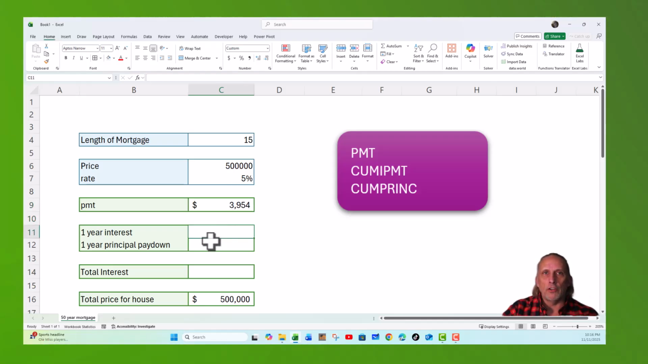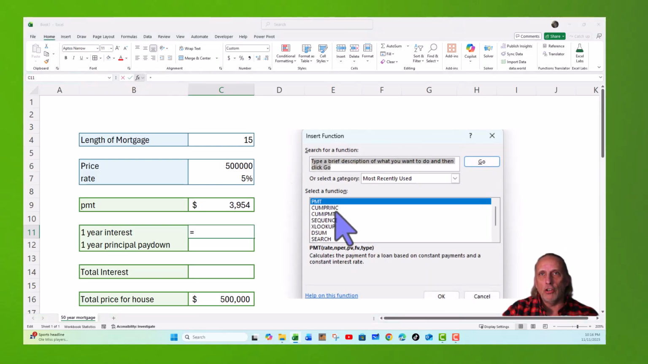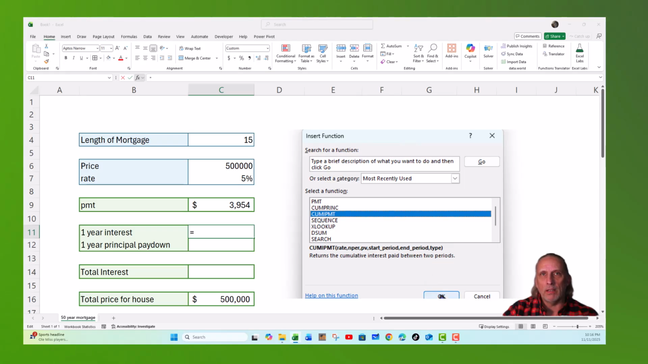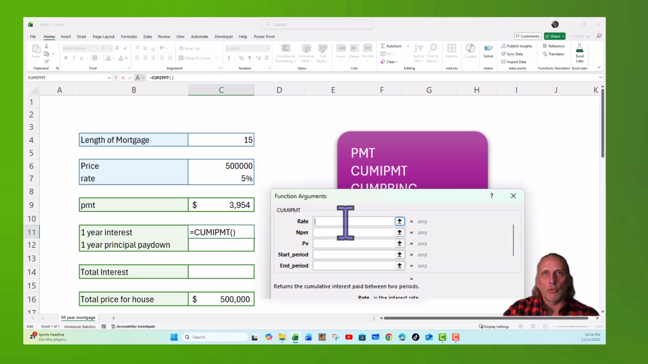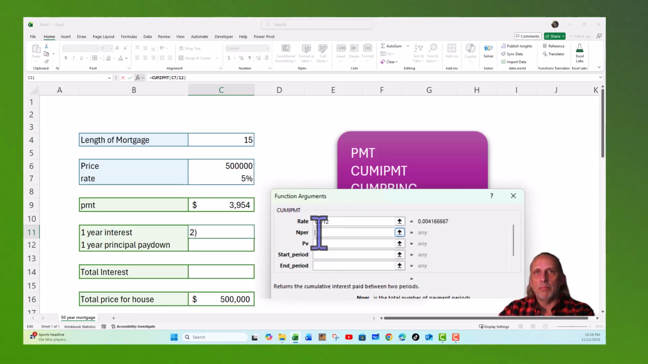So now let's do the first year interest payments. We'll do functions, and that's going to be CUMIPMT, interest payment. Going to be very similar to the payment function. Let's do the rate the same way. And then the number of periods is number of years times 12.